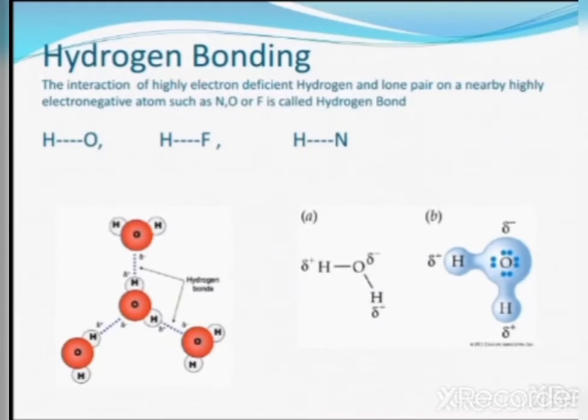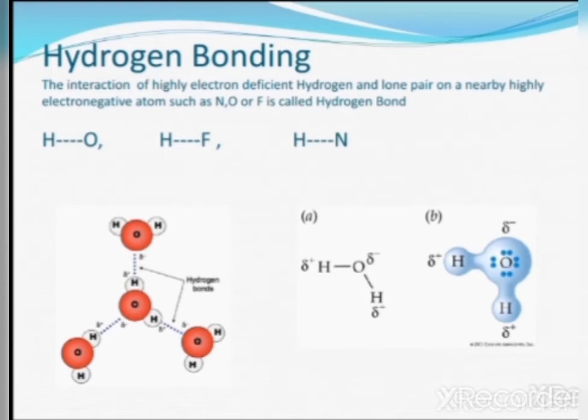Now the next type of intermolecular force is hydrogen bonding. The interaction of highly electron deficient hydrogen and a lone pair on a nearby highly electronegative atom such as nitrogen, oxygen or fluorine is called hydrogen bond. This hydrogen bonding is present in specific types of molecules, when hydrogen is bonded to oxygen of another molecule, or hydrogen of one molecule is bonded to fluorine of another molecule, or in such cases in which hydrogen is bonded to nitrogen of another molecule.